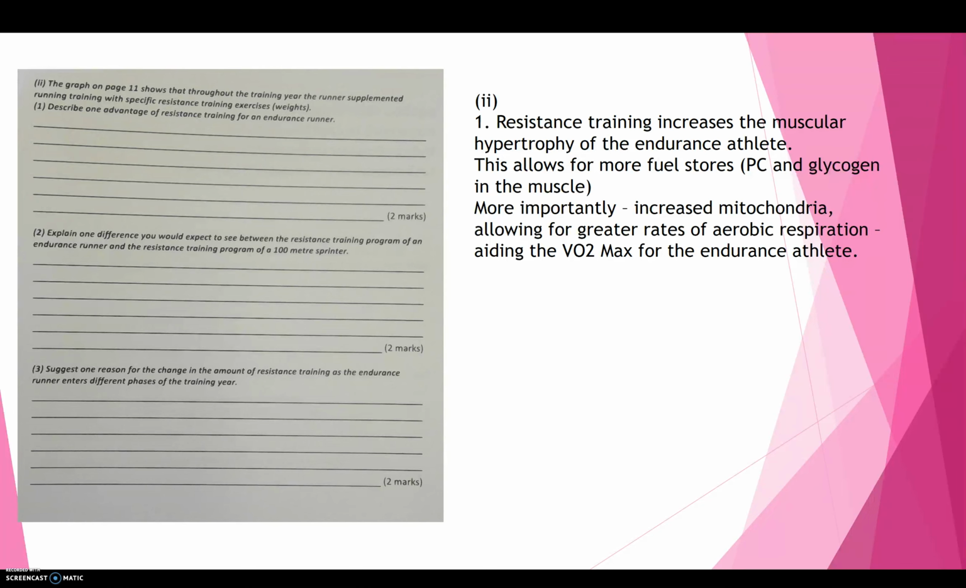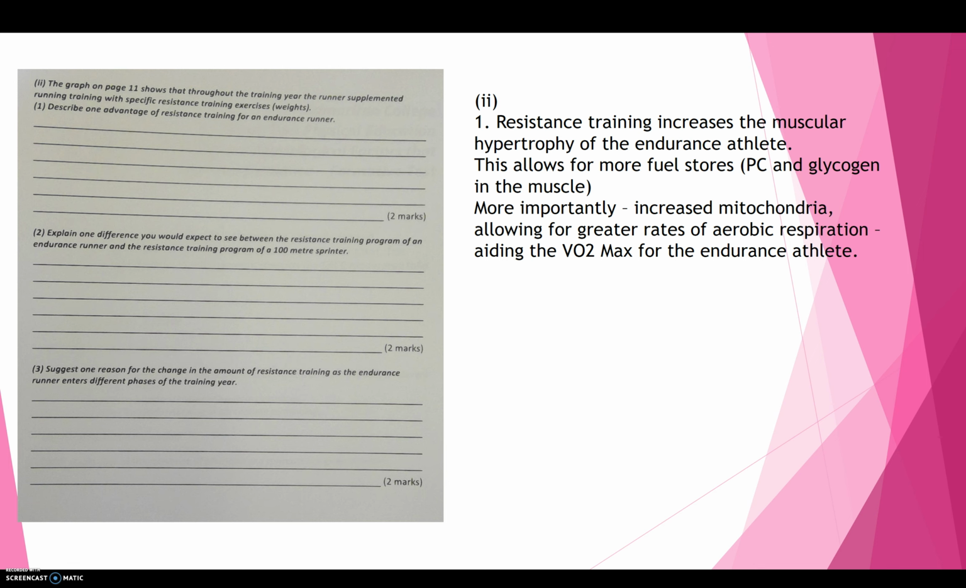So some people wrote a lot more about the power side of things, increase strength and things like that. But we've got to remember with the muscular hypertrophy, if we're increasing that does have that aerobic benefit, which is the increased mitochondria for allowing for aerobic respiration and the increased VO2 max.